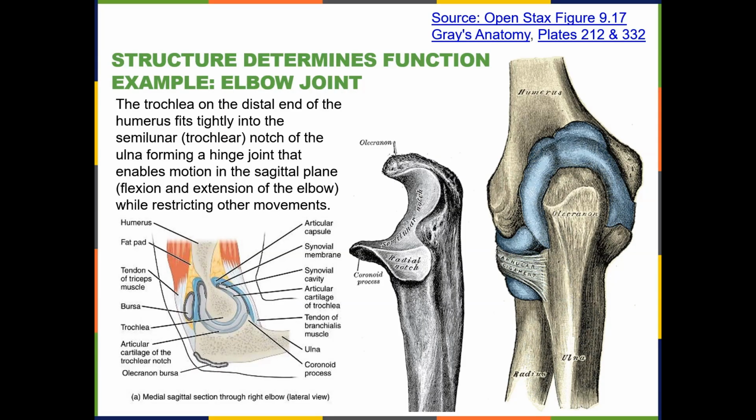The way that you're used to being able to move the elbow is flexion and extension through the sagittal plane. Other motion is restricted, so we can't perform rotation of the elbow. We can't perform adduction and abduction of the elbow. There's very limited ability to rotate and move the elbow in other directions, except for the one motion of flexion and extension. The structure of the elbow joint determines the range of motion, determines the function of the elbow.